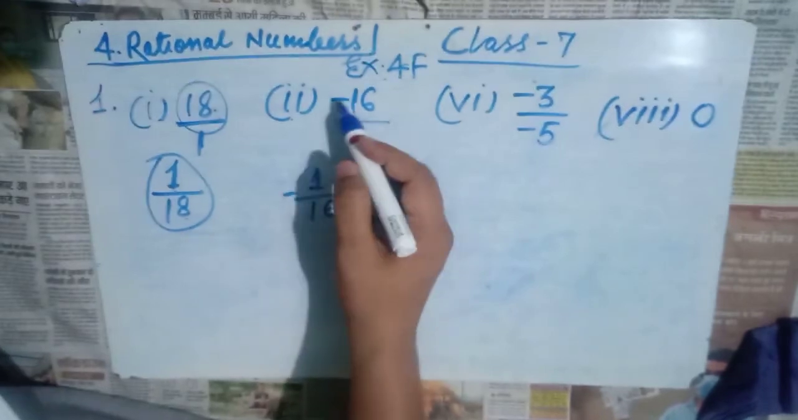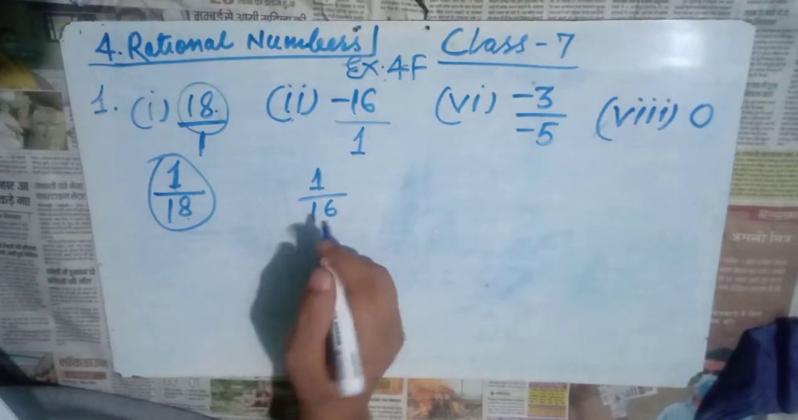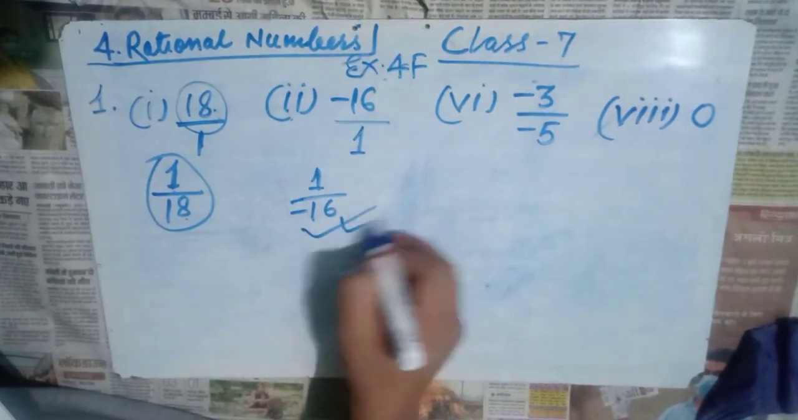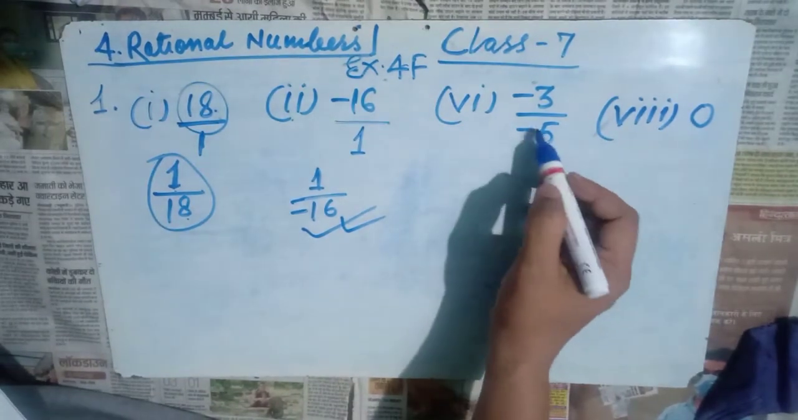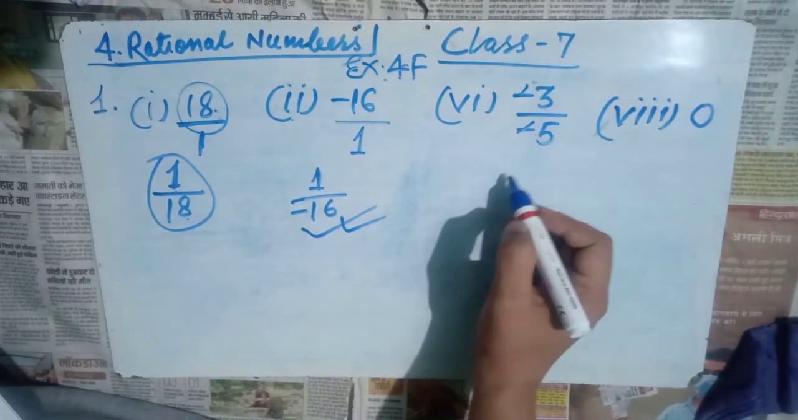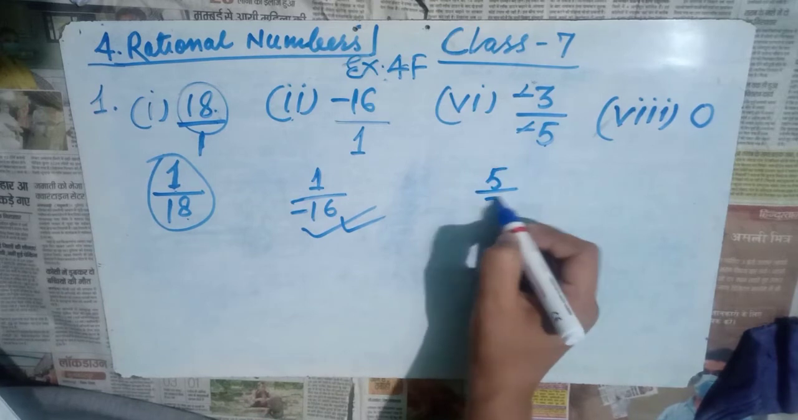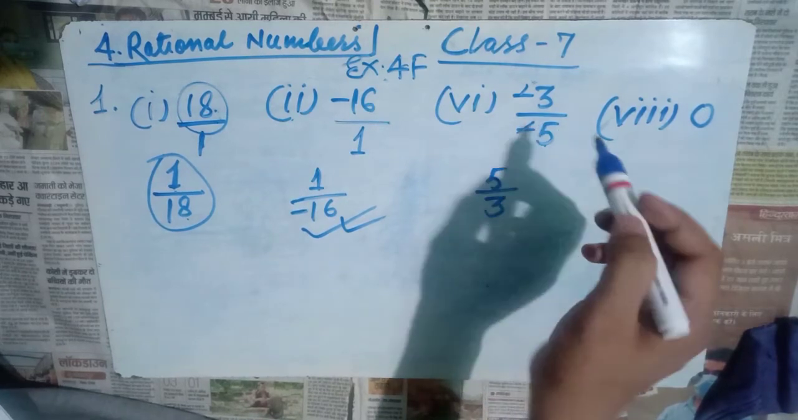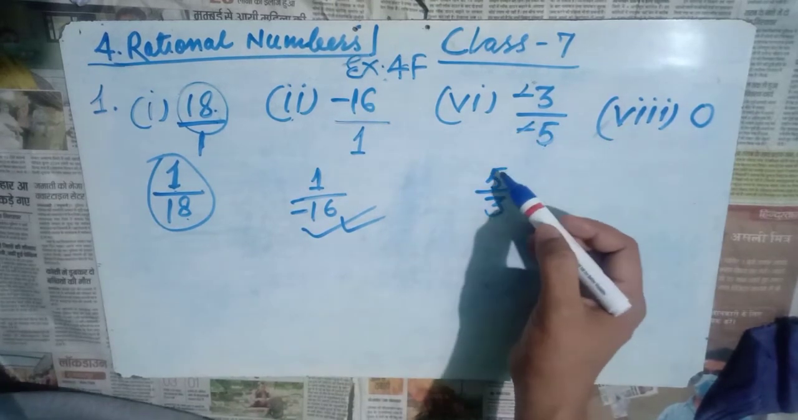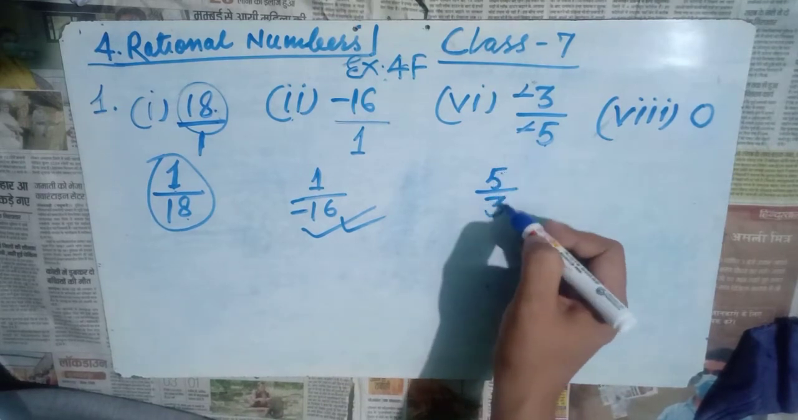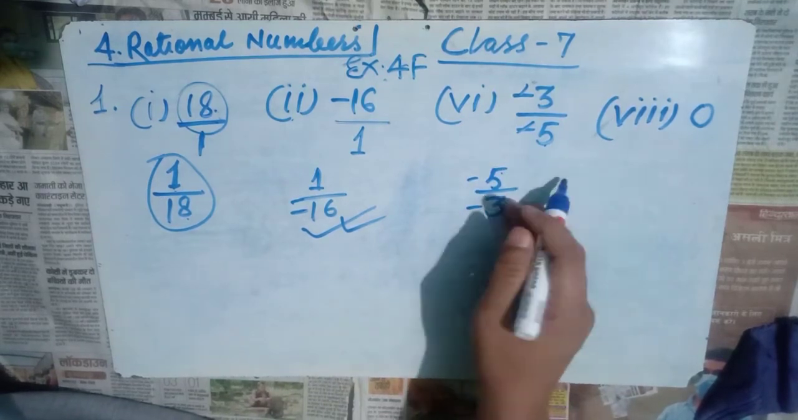Here is the minus, because of the minus this is your answer, minus 1 by 16. Okay, now next, here minus and minus will get cancelled. That means the reciprocal is 5 by 3. So the reciprocal of minus 3 by minus 5 is equal to 5 by 3, or minus 5 by 3. Both are equal.